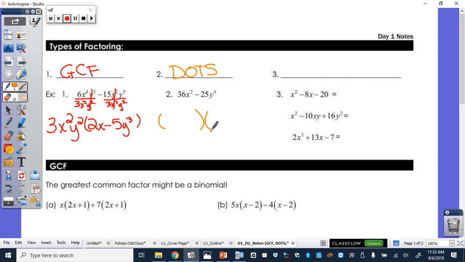So for our DOTS factoring, we set up 2 sets of parentheses for it. And then you take the square root of the term. So our first term here, when I take the square root of it, we would get 6x and 6x, so that goes in the first spot. Signs are always different, so one's negative, one's positive. Then if we take a square root of that last term, what do we get? 5y squared. So there's our final answer for that.